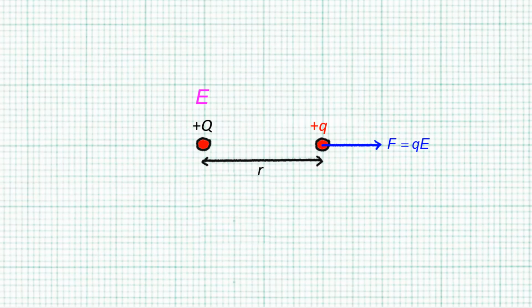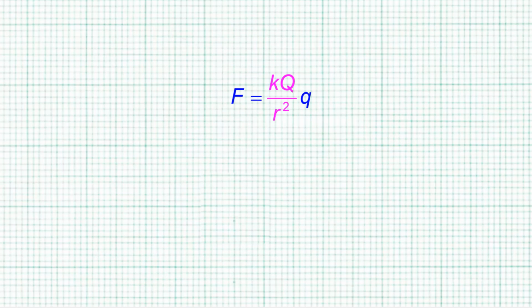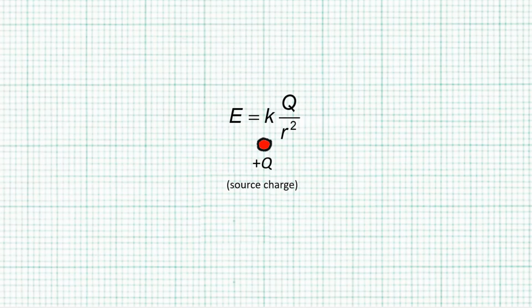So what should E be? Now see, the first view says that small q is experiencing a force of kQq over r square. The second view says that the small q is experiencing a force of qE. So just look, see, you will realize that E is kQ over r square. That's right. The strength of the electric field produced by a point charge is given by the formula E equals to kQ over r square.